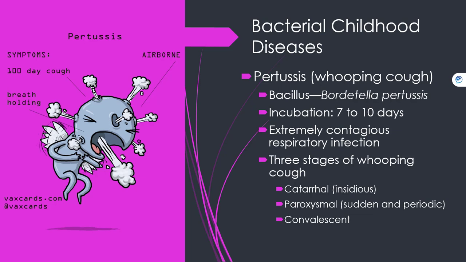The third stage of whooping cough is the convalescent stage. This can last for weeks or months, and a chronic cough that becomes less proximal, with fewer sudden outbursts of coughing in nature, characterizes this stage.